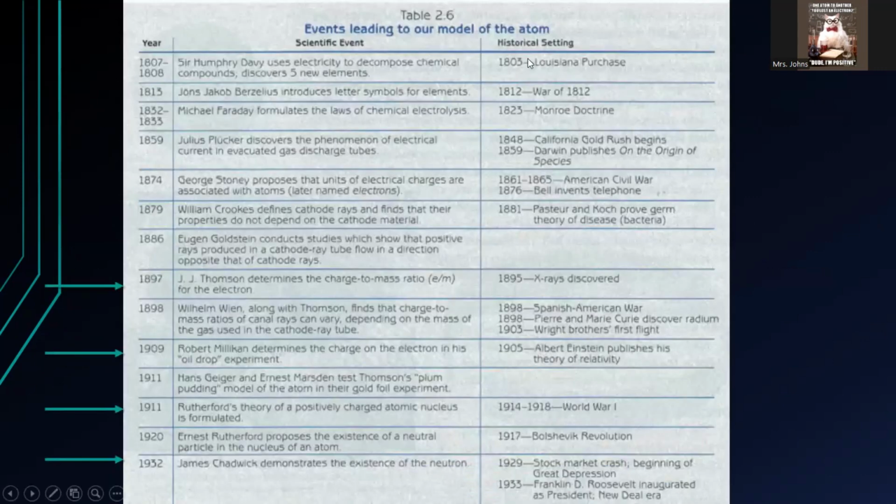Then here's a timeline from your book, table 2.6, and it just has the progression of discoveries for the subatomic particles of an atom, and then it shows things that are going on in the world on the right hand side. So here's J.J. Thomson determining information about electrons, and then here's the discovery of more about the electrons and the beginning of the protons, and here's when they discovered the protons, and here's when they discovered the neutrons.